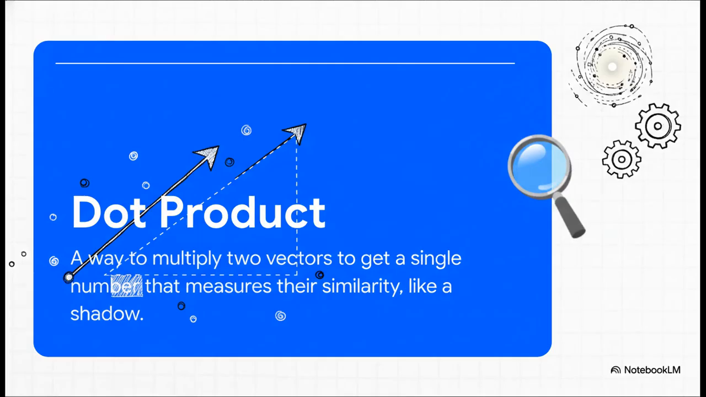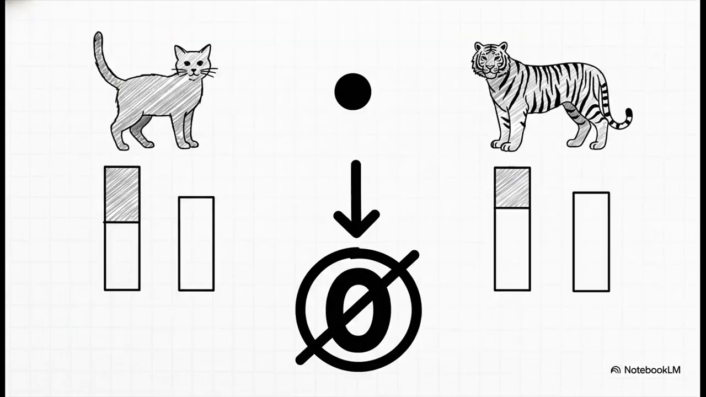One of the most important tools for this is called the dot product. It's basically a special way to multiply two vectors together, and when you do, you get a single number that tells you how similar they are. A really cool way to think about it is like the shadow that one vector casts on another. The bigger the shadow, the more similar they are. Now, let's go back to our word problem. If you take the dot product of the one-hot vectors for cat and tiger, you know what you get? 0. A big fat 0. That number tells the computer they have absolutely nothing in common.